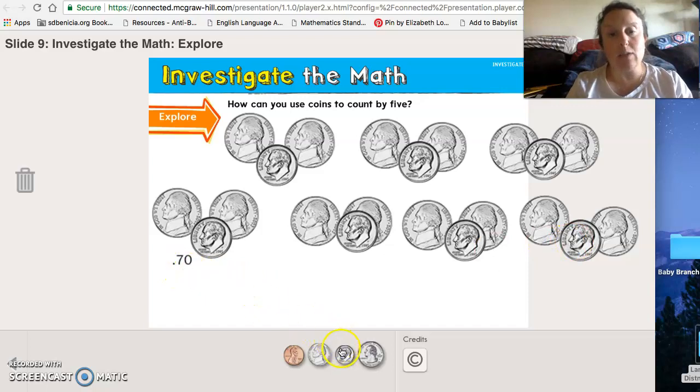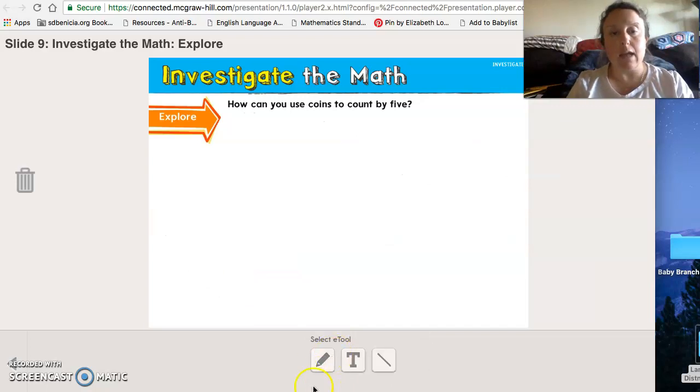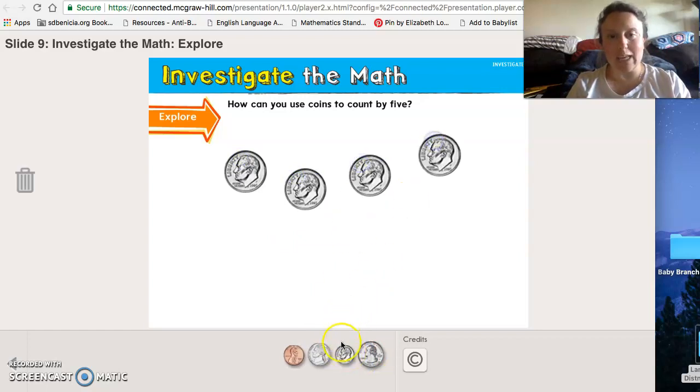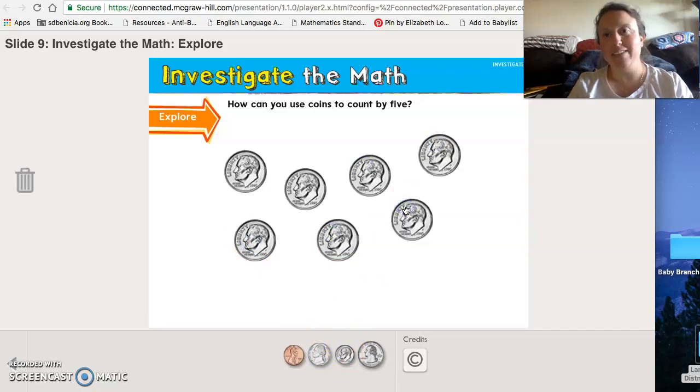The other way to do this, guys, is to just use dimes and put them out. So now I'm going to get rid of all this, and I'm just going to use dimes to show 70 cents. So I could just do this, 10, 20, 30, 40, 50, 60, 70. All right, and here are the 7 dimes that she needed.